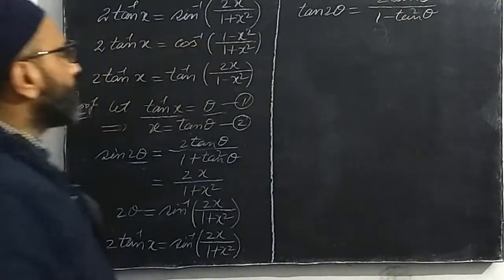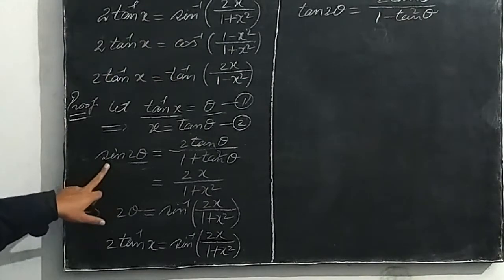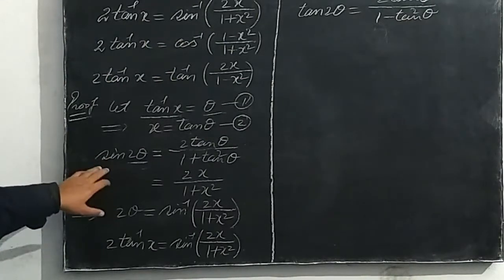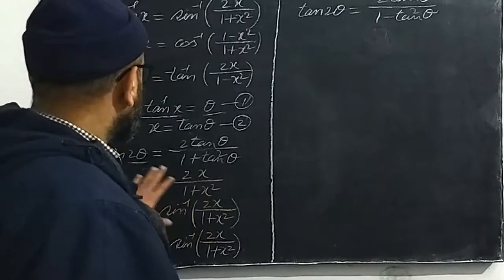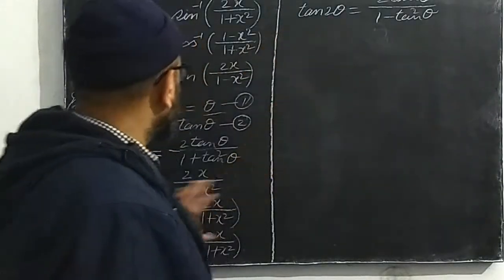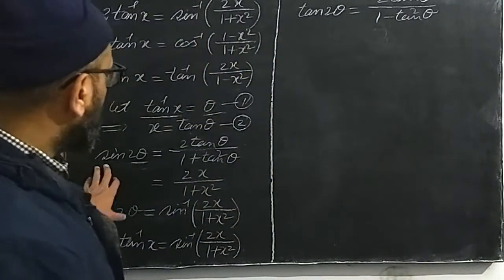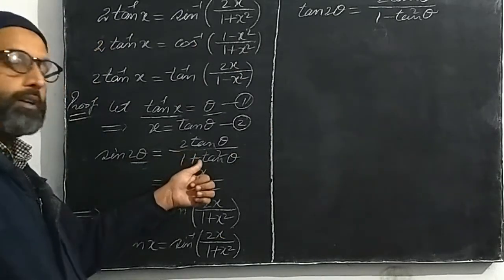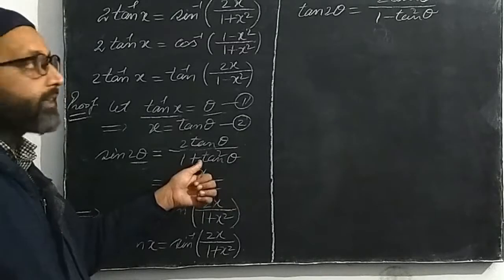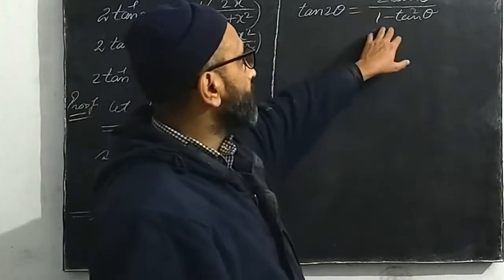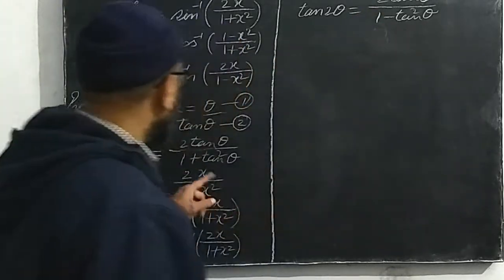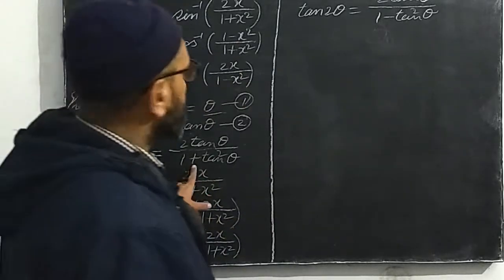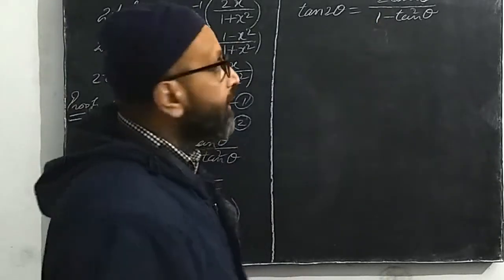Remember the difference between these two formulae is only of this sign. Sin 2 theta is equal to 2 tan theta upon 1 plus tan square theta, and tan 2 theta is equal to 2 tan theta upon 1 minus tan square theta. So there is only a difference of this sign. There is plus here and minus here.